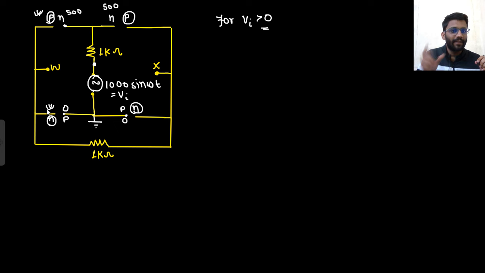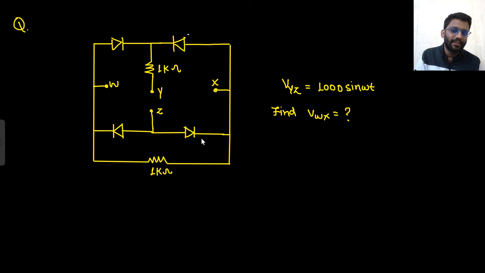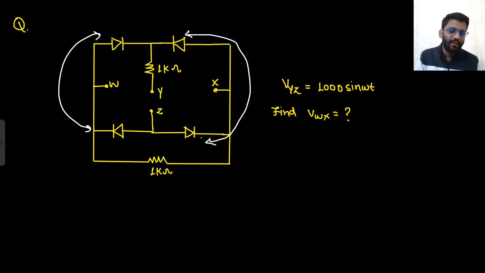Even if you are not applying the open circuit test, it will still be the same, because simply we are talking about this potential and this potential. Both are shorted, so both potentials will be the same for sure. Right? Both potentials will be the same for sure.